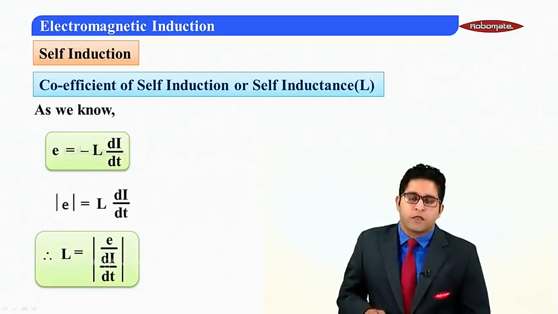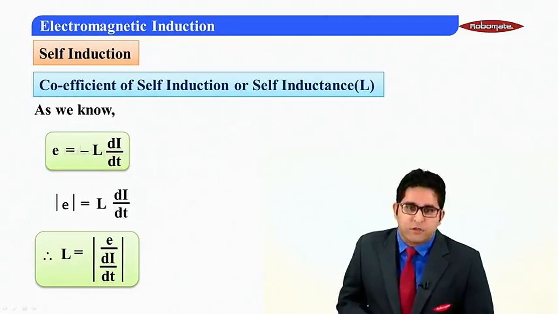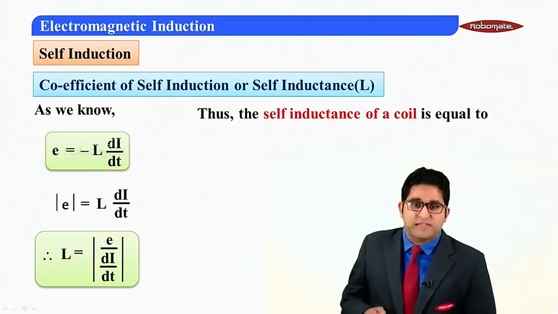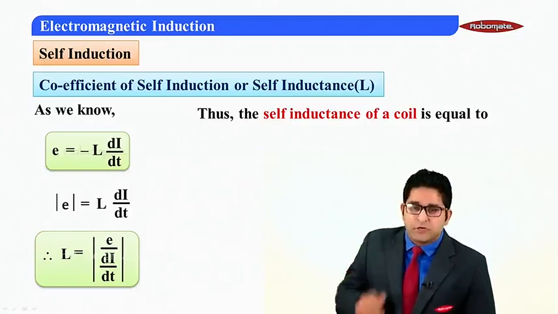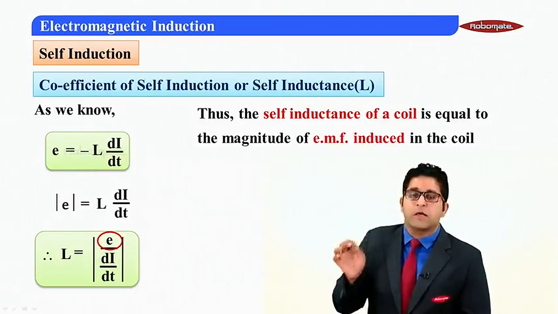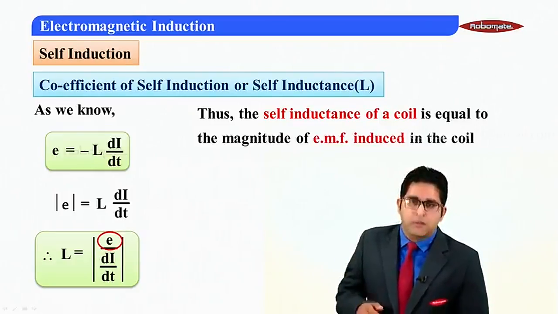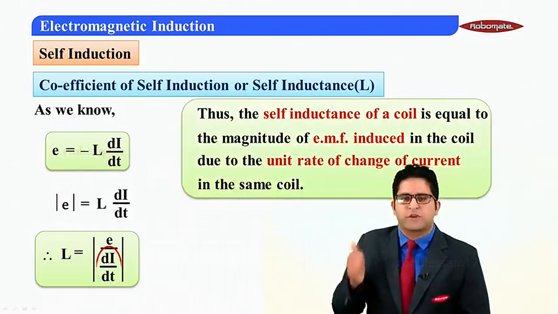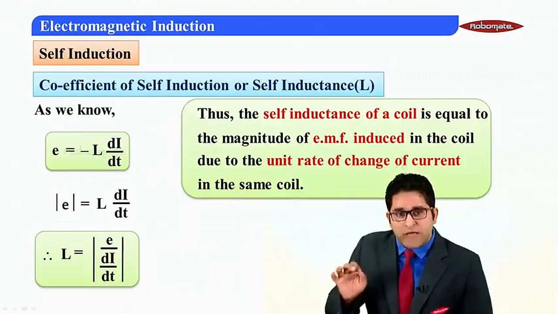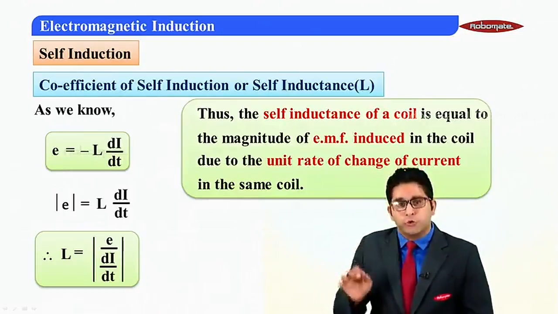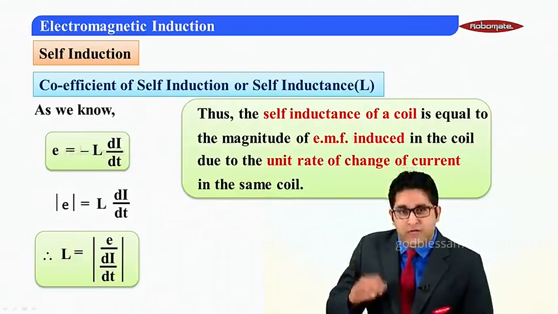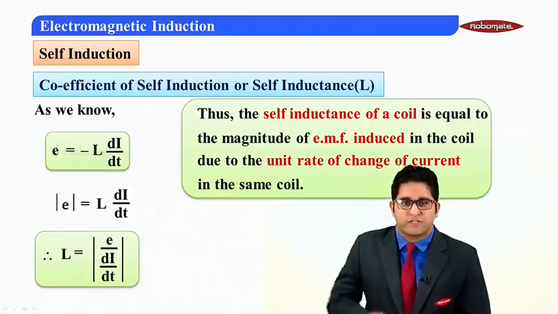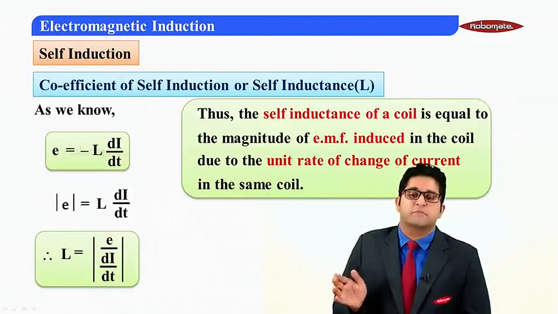Now from this particular formula, we can define the coefficient of self-induction or self-inductance. See the formula carefully. So I can say the coefficient of self-inductance, that is capital L, of a coil is equal to the magnitude of EMF induced in the coil due to unit rate of change of current in the same coil. And this is nothing but the definition of the coefficient of self-induction or self-inductance, which is given by the symbol capital L.